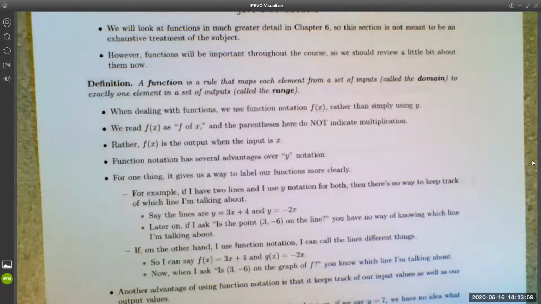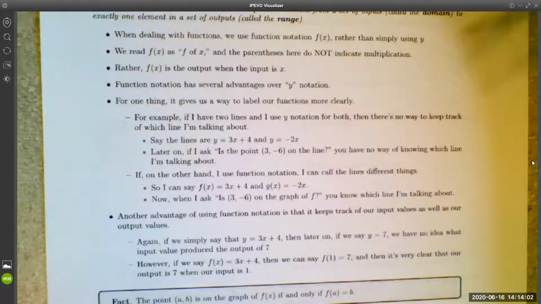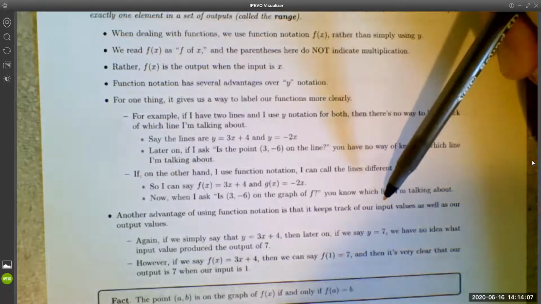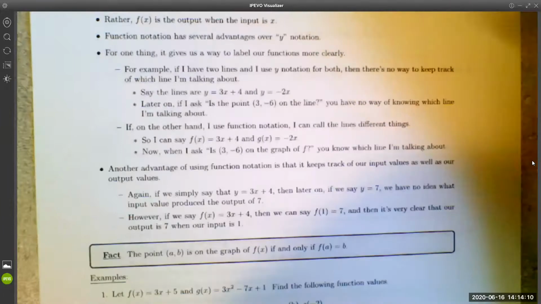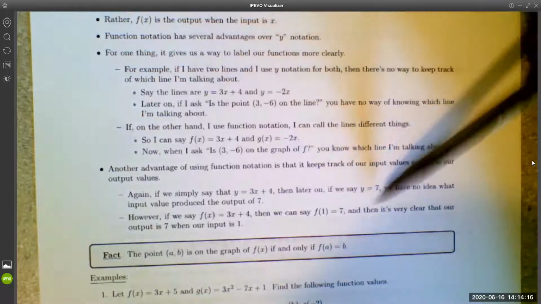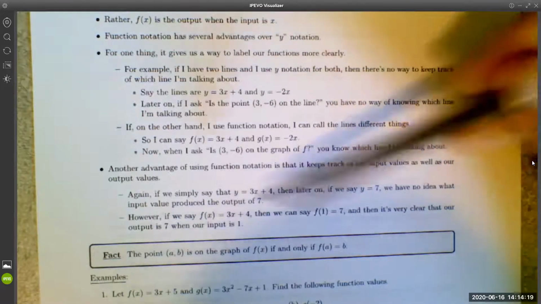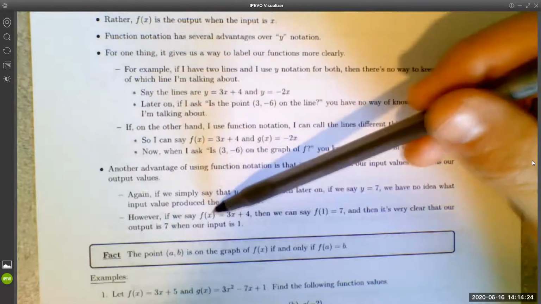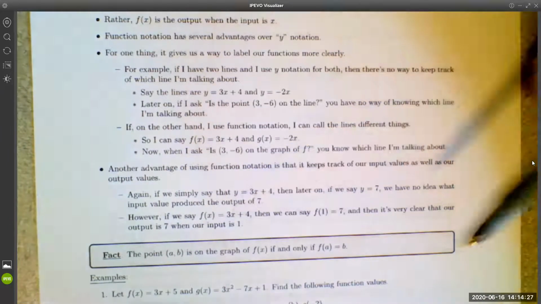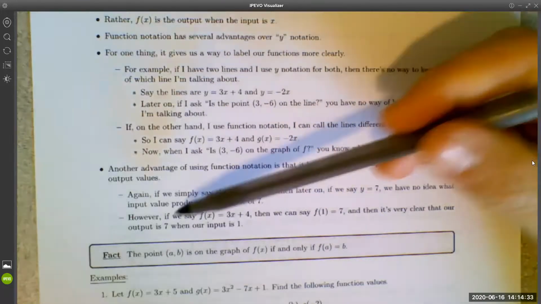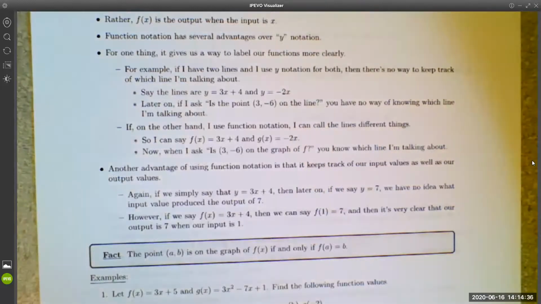Another thing that function notation is good for is that it keeps track of not only our output values, but our input values as well. So again, if we simply say y equals 3x plus 4, then later on when we say y equals 7, we have an output value, but we have no idea what input value produced it. But if instead of calling it y, I call it f of x, and I say f of x equals 3x plus 4, then when we say f of 1 equals 7, it's very clear that our output was 7 when our input was 1. So that's another nice thing about function notation. It keeps track of both the inputs and the outputs.